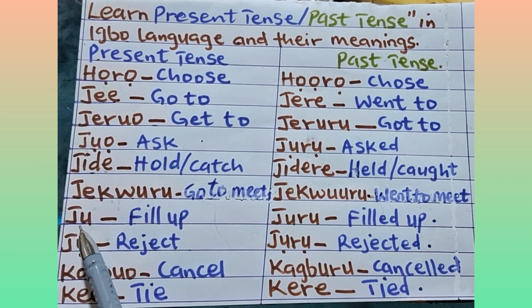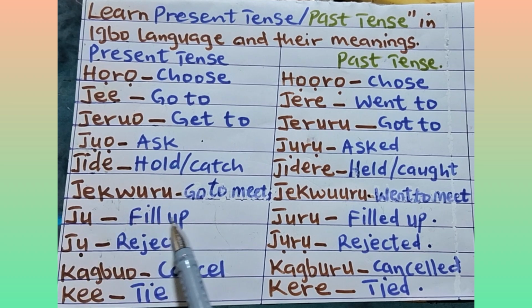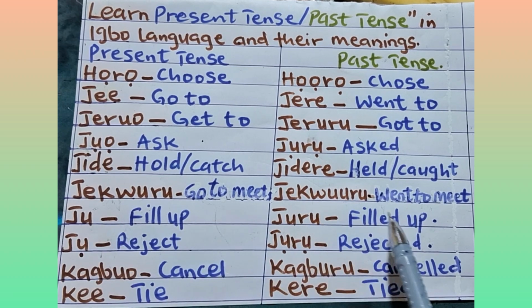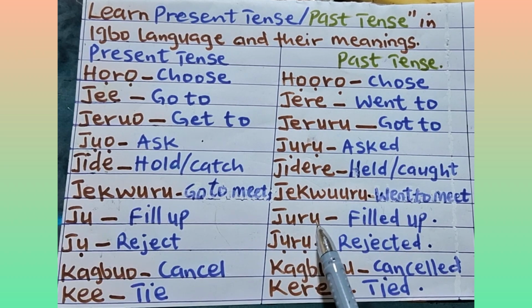Another one is ju, fill up. Ju, fill up, maybe to fill a tank with water. Past tense of ju is juru, filled up. Another one is jo.